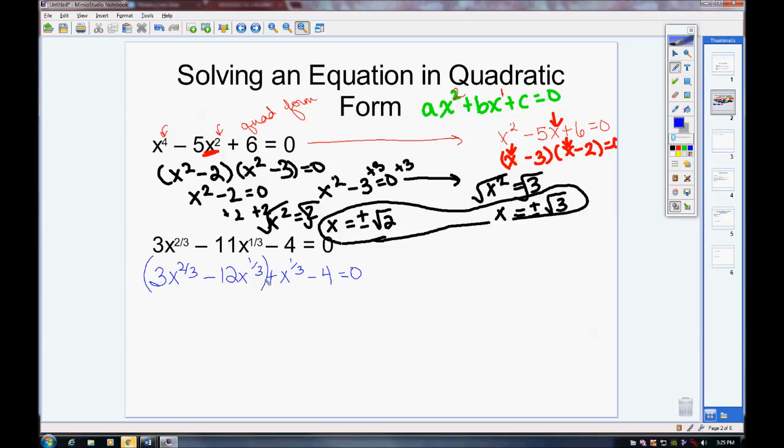When we learn to take out GCFs early on, we always look at taking out the x with the lowest power. So 3 and 12 have a greatest common factor of 3, and the lower power between 1/3 and 2/3 is 1/3. To get what goes inside this parenthesis, I'm going to divide both of these things by my greatest common factor, 3x to the 1/3.